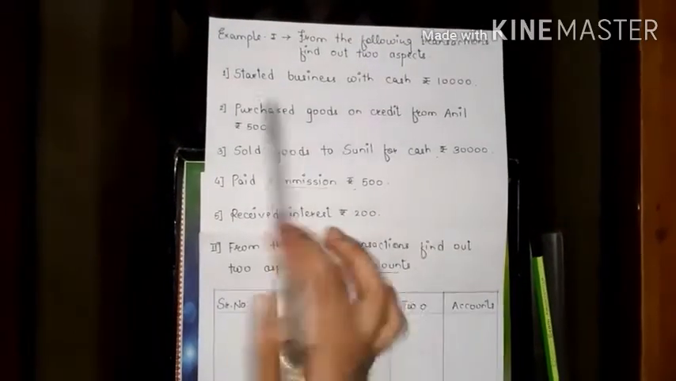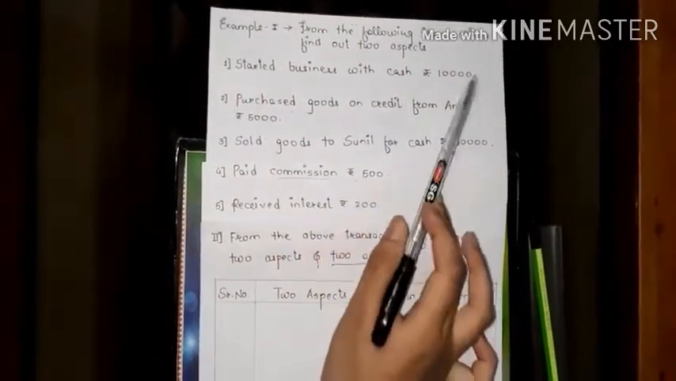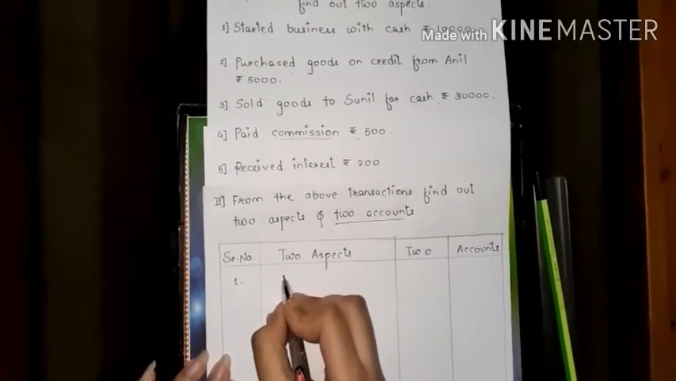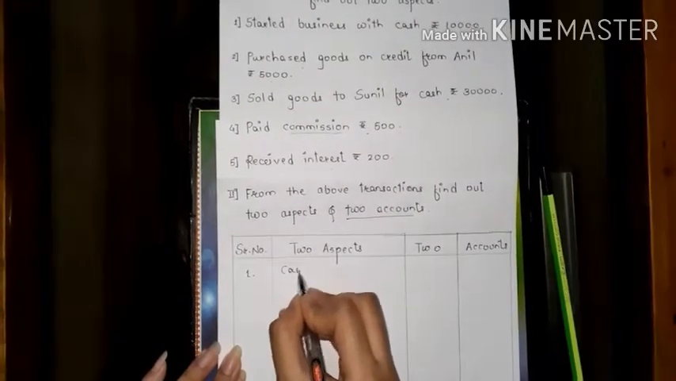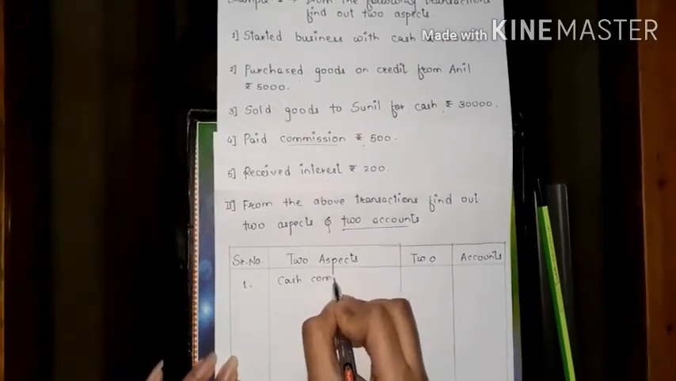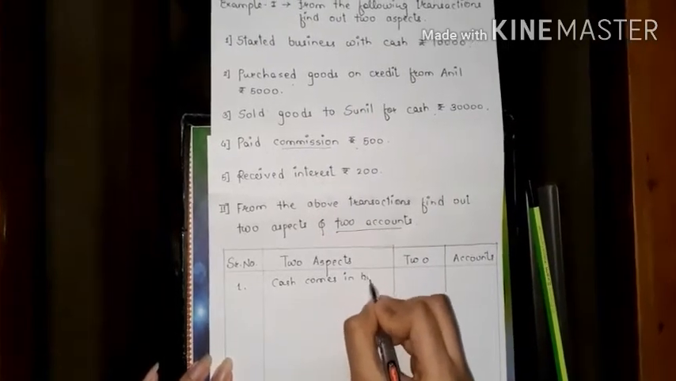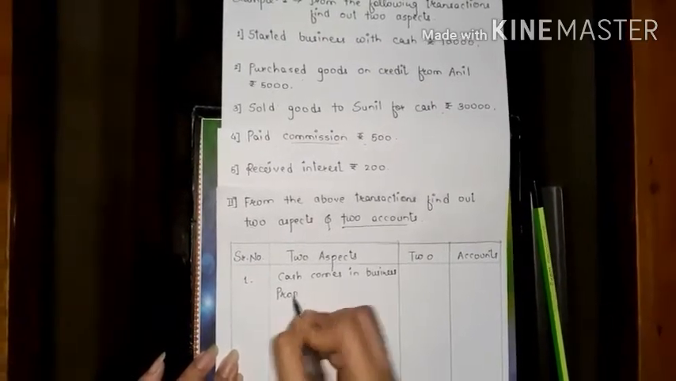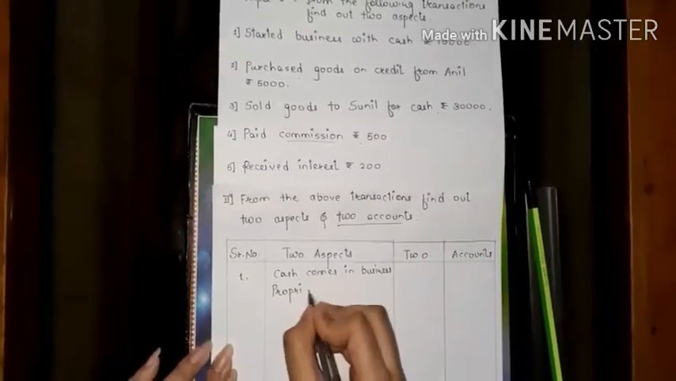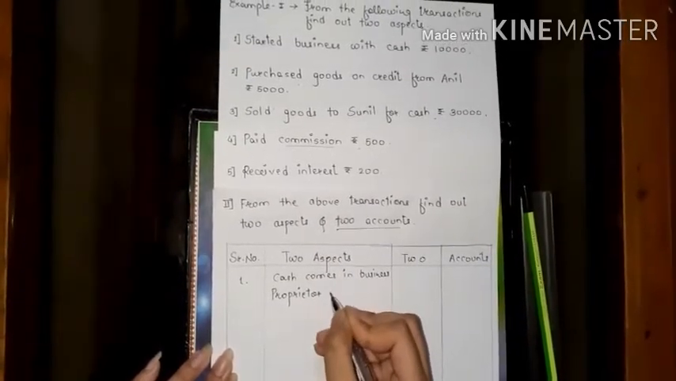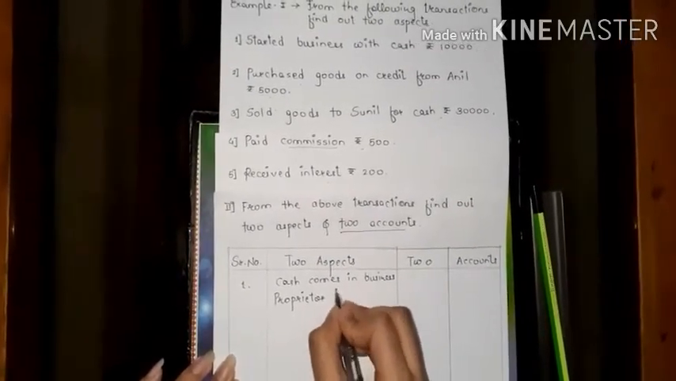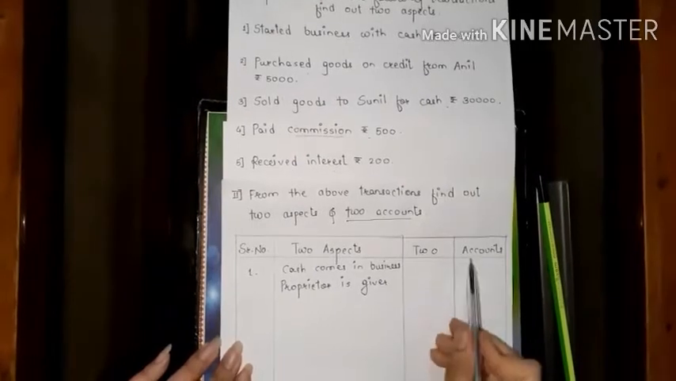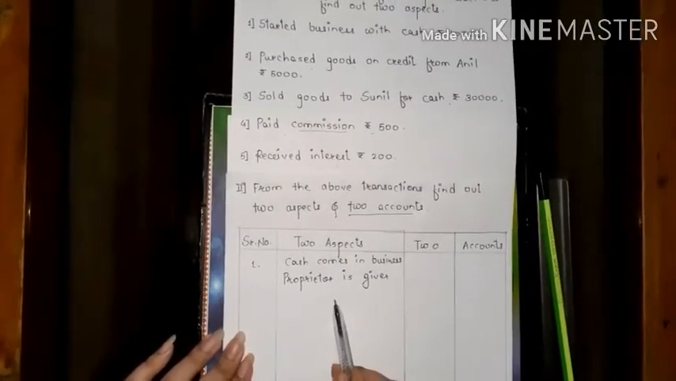Now see, the first transaction, started business with cash rupees 10,000. We already know the two aspects. What are the two aspects? Cash comes in business, and who is the giver? Proprietor, that is the owner is the giver of the cash. That is, he is investing money into the business to start the business. It is called as capital. So here is giver. Now two accounts we have to find out from the two aspects.